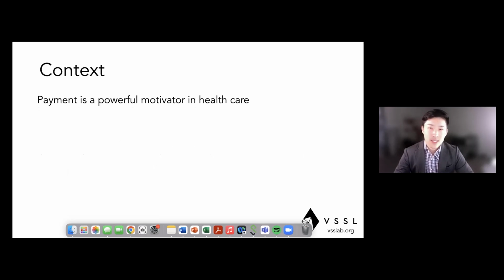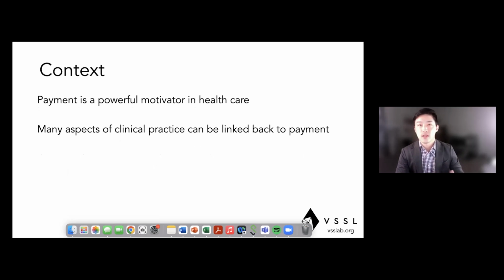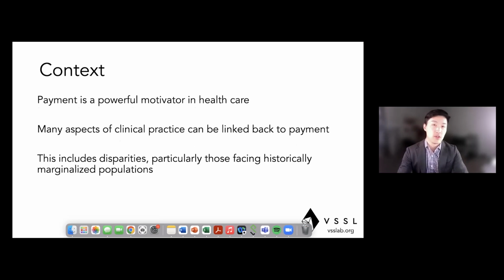So with that said, I really wanted to set the context for the next few minutes together. I want to just say something that many of us understand, which is that payment is a powerful motivator in healthcare. Not the only one, but certainly a major one. I think many aspects of clinical practice and care delivery can be linked back to payment. And this includes disparities, particularly those that unfortunately face historically marginalized populations in the US.